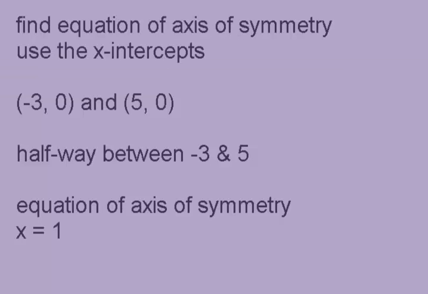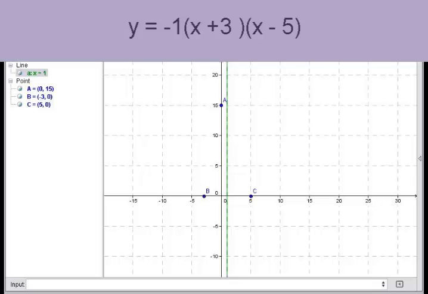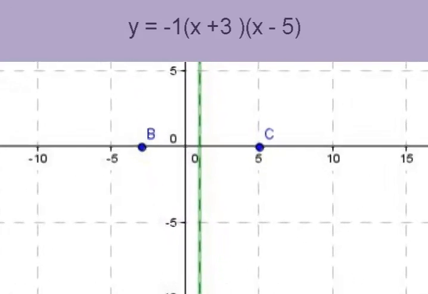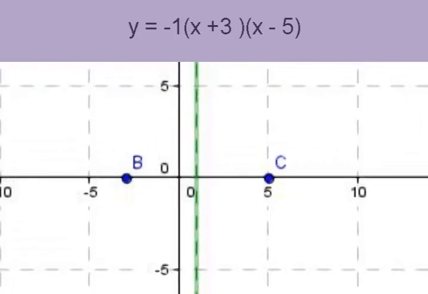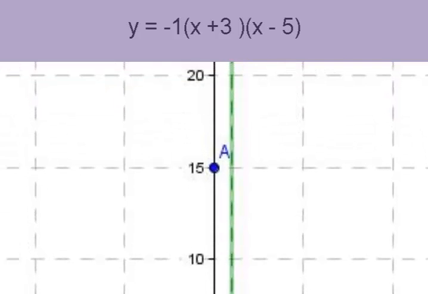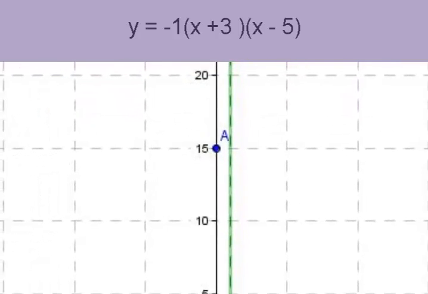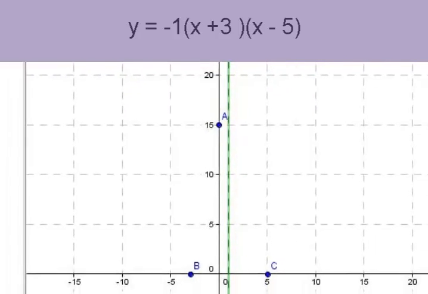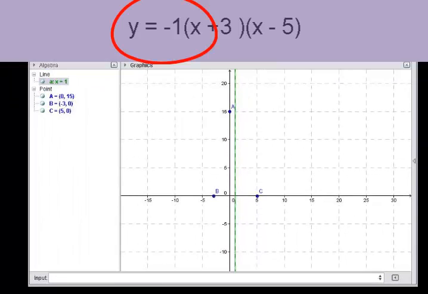The axis of symmetry is halfway between the two x-intercepts. So if we average -3 and 5, we will get that x equals 1. Somewhere along the axis of symmetry, at x equals 1, is the vertex. So what we need to do is to evaluate the function at x equals 1. We expect the vertex to be a maximum point because of the a factor here being -1.